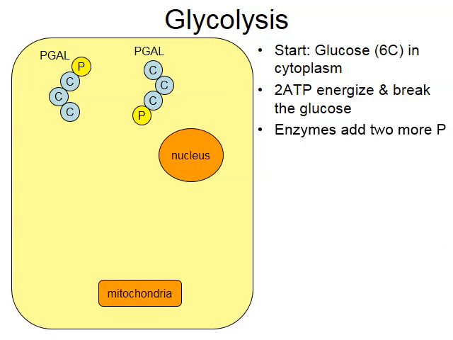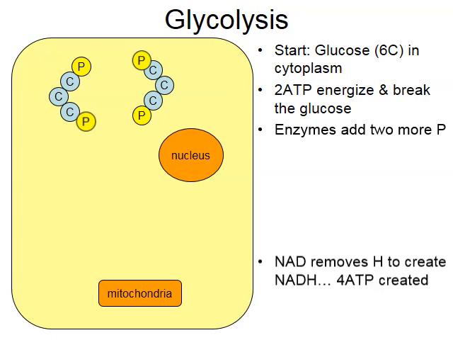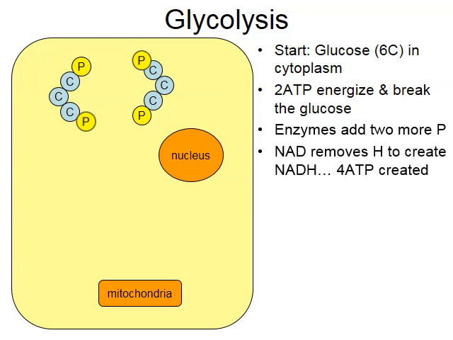Well, what happens next is, again, various enzymes. There's all kinds of enzymes in the cytoplasm of the cell. Various enzymes add a couple more phosphates to the PGALs. That changes them a little bit. They're not called PGALs anymore. And as the process continues, a molecule by the abbreviation NAD. NAD stands for a molecule called nicotinamide adenine dinucleotide. I'm just going to call it NAD.